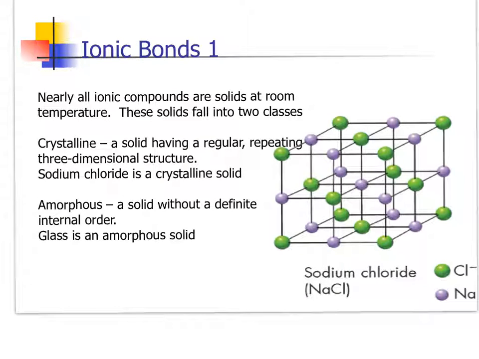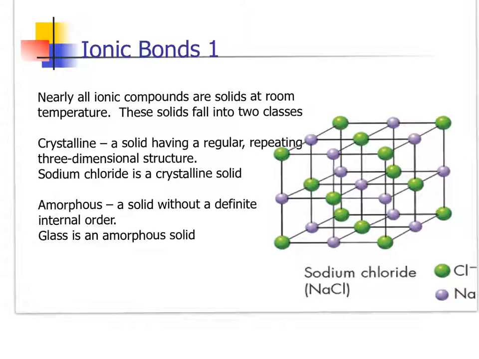Ionic compounds are, for the most part, all solids at room temperature. There are a couple different types. There are two classes of them. There are crystalline, meaning they have a nice regular repeating structure, as we can see here on the screen, where we have our sodium and our chlorine ions present at each individual repeating corner. This is known as a nice cubic crystalline structure, a crystalline solid.